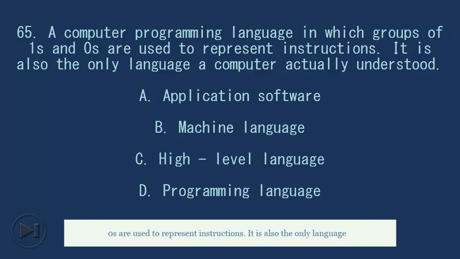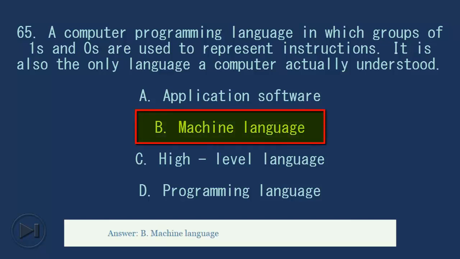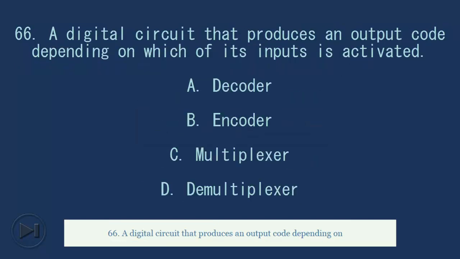65. A computer programming language in which groups of ones and zeros are used to represent instructions. It is also the only language a computer actually understands. A. Application software. B. Machine language. C. High-level language. D. Programming language. Answer, B. Machine language.